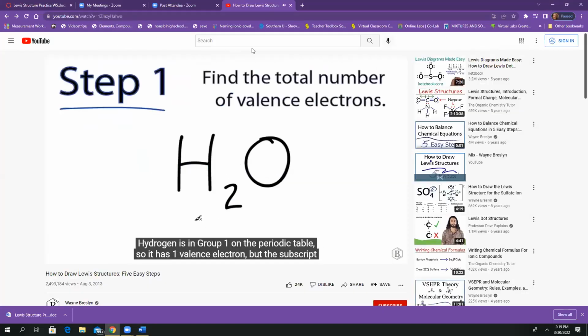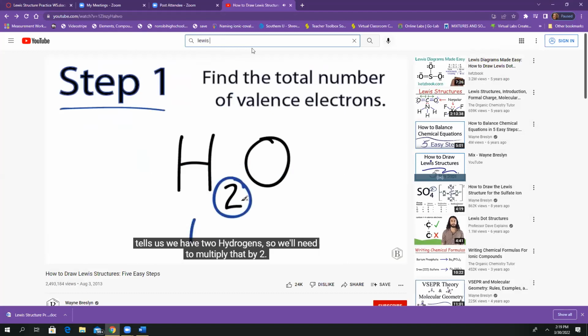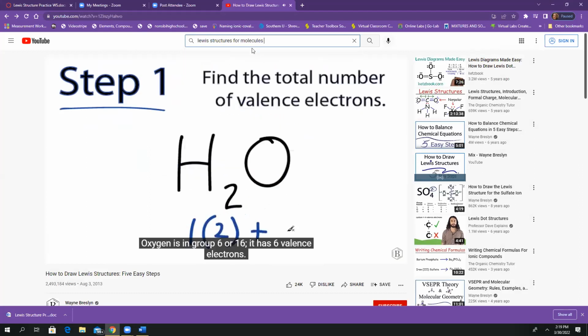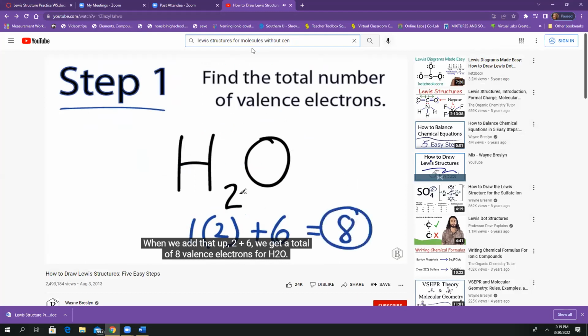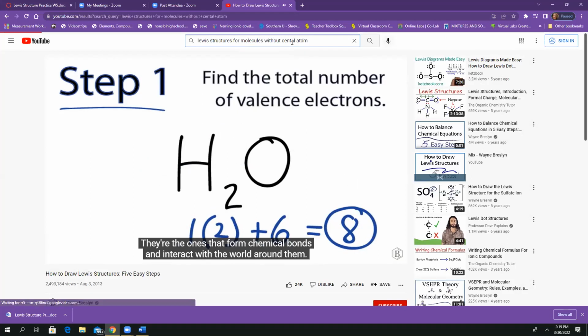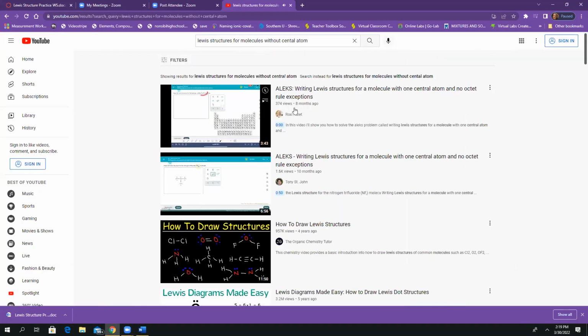Hydrogen is in group 1 on the periodic table, so it has 1 valence electron. But the subscript tells us that we have 2 hydrogens. So we'll need to multiply that by 2. Oxygen is in group 6 or 16. It has 6 valence electrons. And when we add that up, 2 plus 6, we get a total of 8 valence electrons for H2O. Remember, valence electrons are the outer shell electrons. They're the ones that form chemical bonds and interact with the world around us.